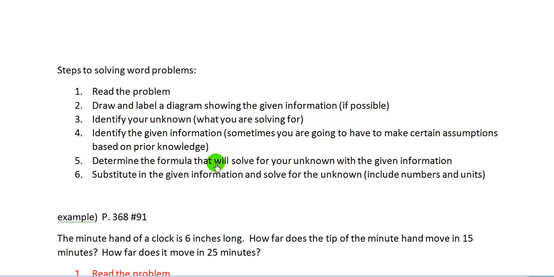5, determine the formula that will solve for your unknown using the given information. And 6, you're going to substitute in the given information and solve for the unknown, and you're going to include your numbers and your units to make sure that it makes sense.